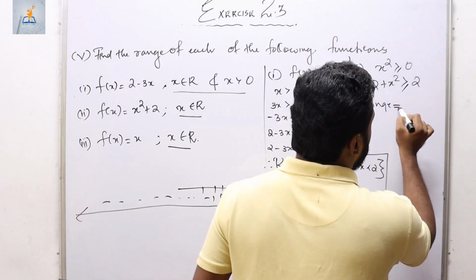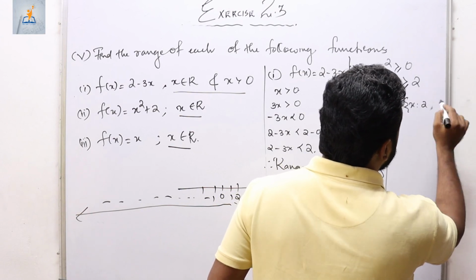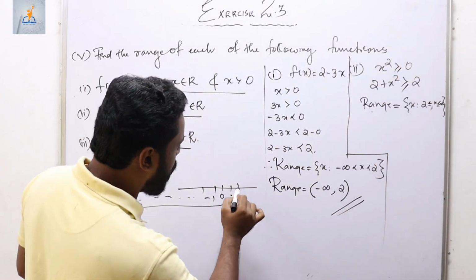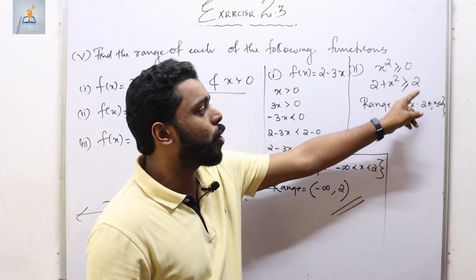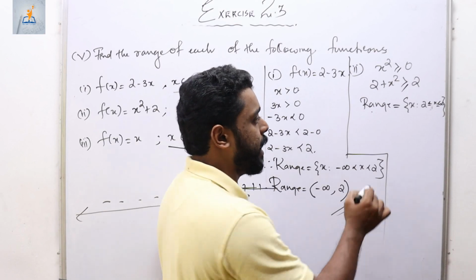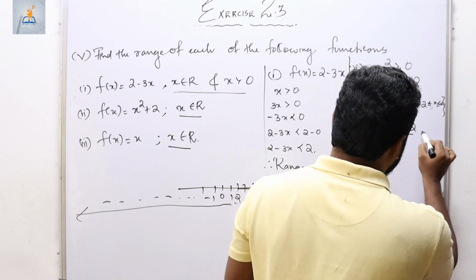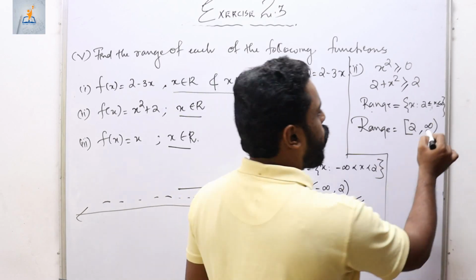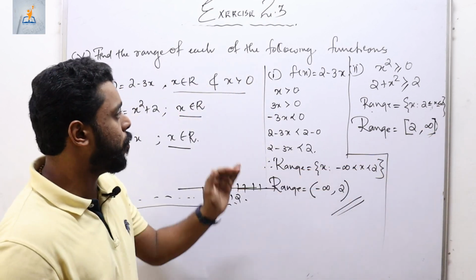Therefore, range is equal to the set of all x such that 2 is less than or equal to x less than infinity, since there are infinitely many values to the right side of 2, isn't it? Since 2 plus x square is greater than or equal to 2, 2 is the least possible value of the range. So range can again be defined as the closed interval 2 to infinity. Here we used a closed interval because we have less than or equal to. So this is the range of the second function.